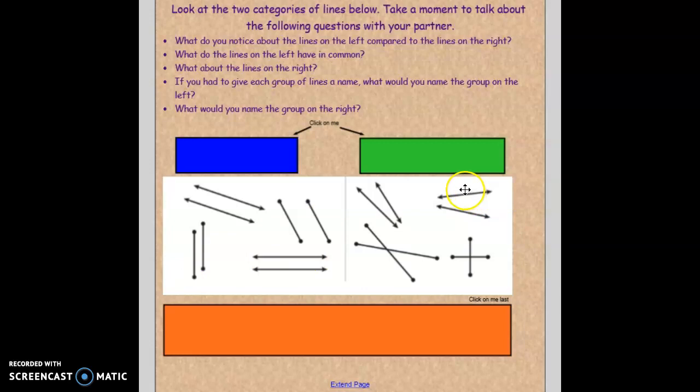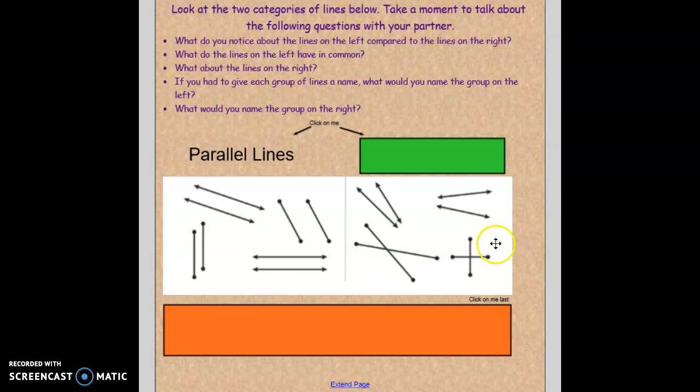What about these lines on the right? What do they all have in common? I see these two sets of lines, these two sets of lines, these two sets of lines, and these ones. Oh, those are line segments. So, if you had to give this group a name and this group a name, what would you call them? What types of lines are these? There's a special name for these types of lines. What do we call them? Anybody guess? Parallel?